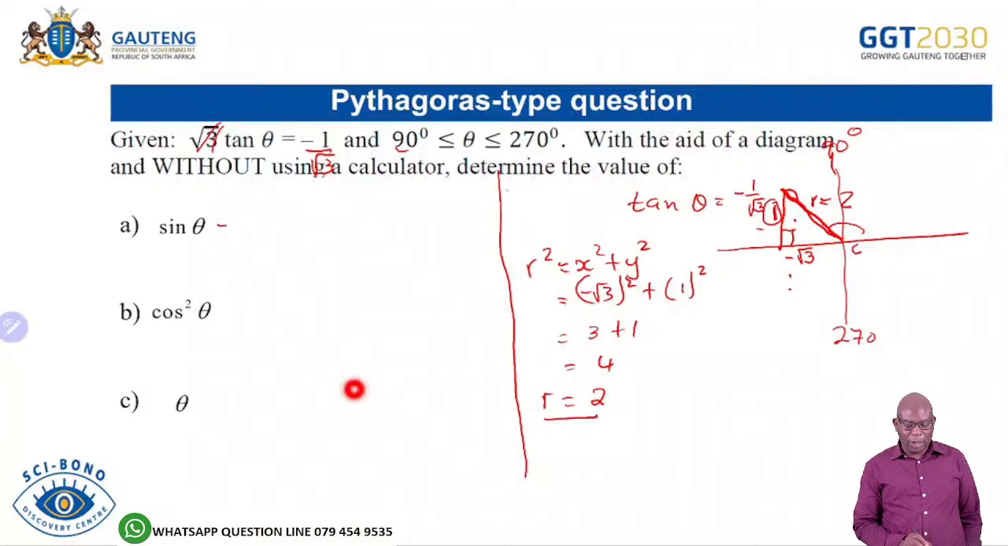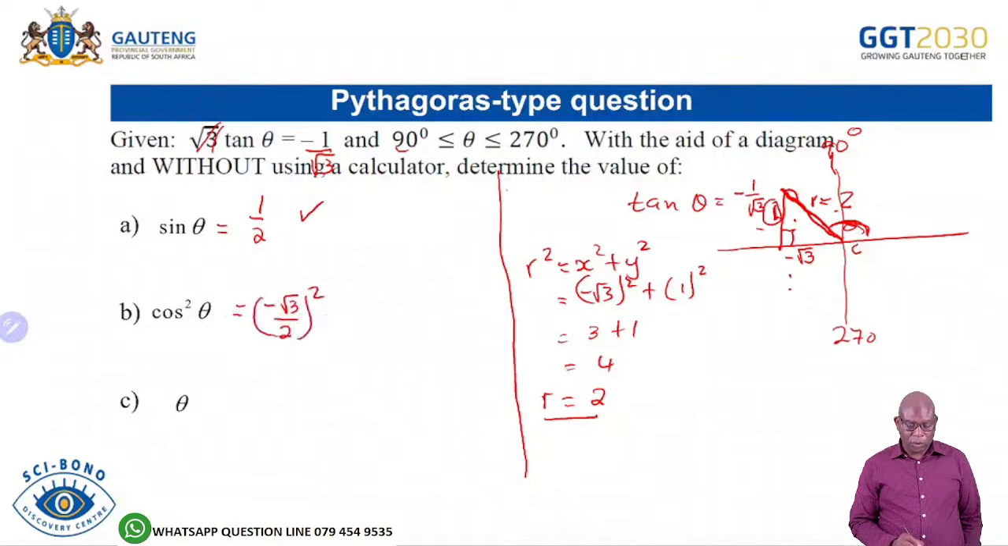So the first one they're asking me is the sine of theta. So if I go to the diagram, my sine of theta here is going to be the y value over the radius. So my sine theta will be 1 over 2. So I just write 1 over 2. I'm done. Now the cos squared of theta, I'll do the same. I'll go to my sketch. This cos is negative root 3 over 2. So this is squared. So if I square this, I get 3 over 4. And that's all that I need to do.